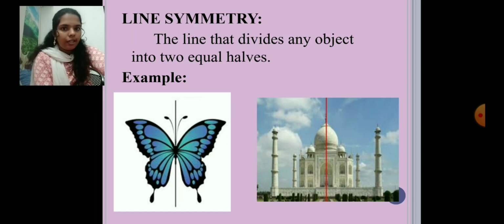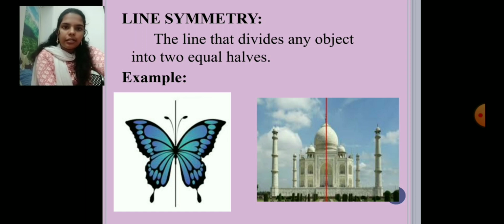Everyone knows what is a line. Using a scale and pencil, we can draw a single line. The line which divides any object into two equal halves is known as line symmetry. If we draw a circle and draw a line in the center, we check whether both sides look the same. If we divide it into two equal halves and both look the same, it is known as line symmetry.